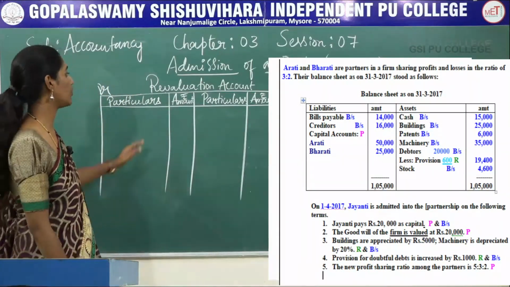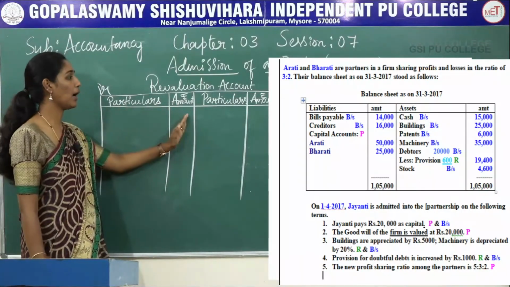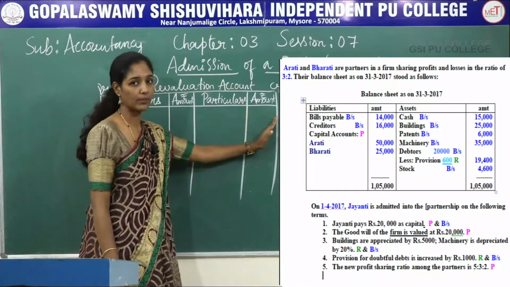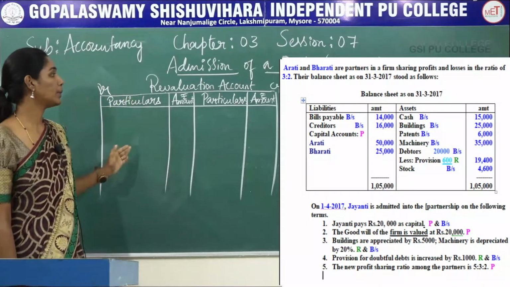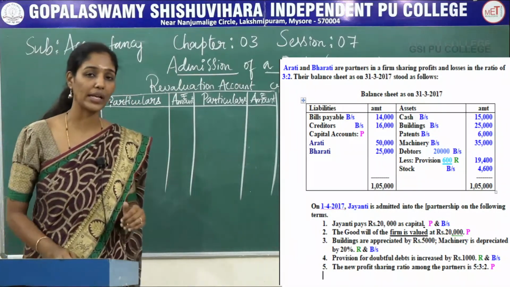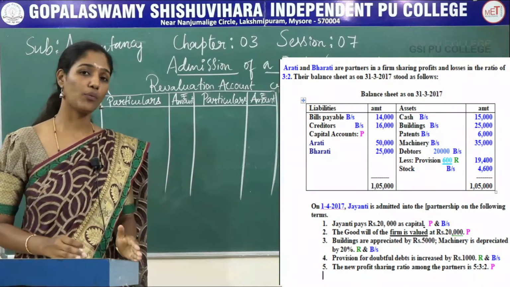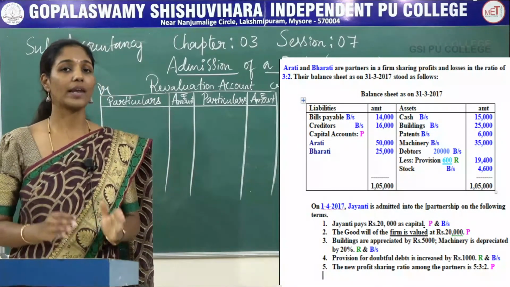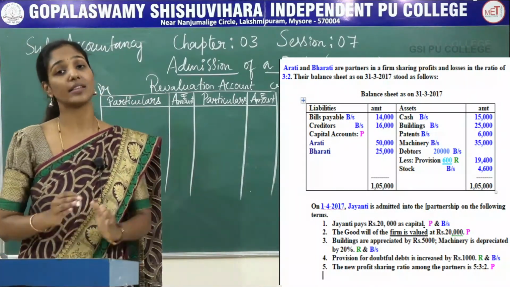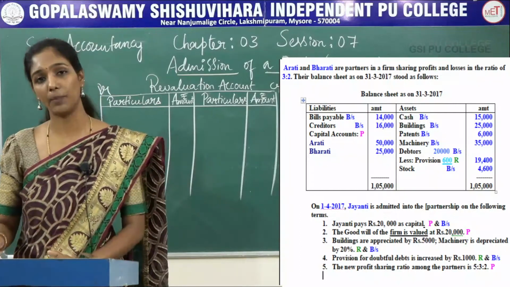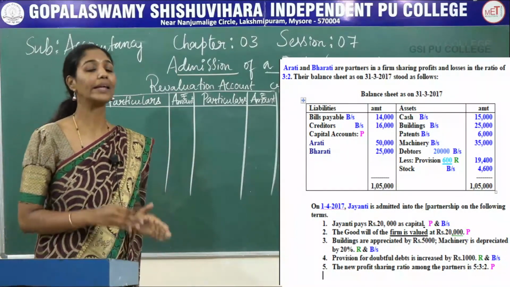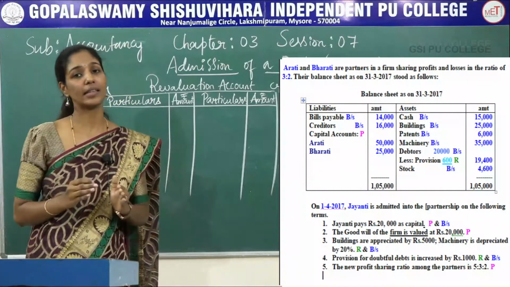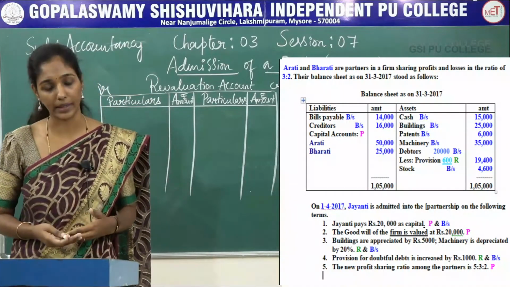The format for the revaluation account is particulars, amount. So here the main purpose of preparing the revaluation account is to find out net profit or net loss which are arising from the changes in the value of assets and liabilities. So this account is mainly related with the changes in the value of assets and liabilities.